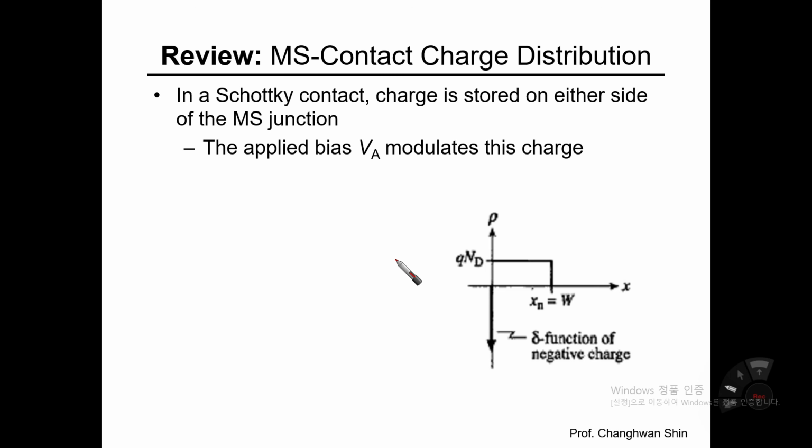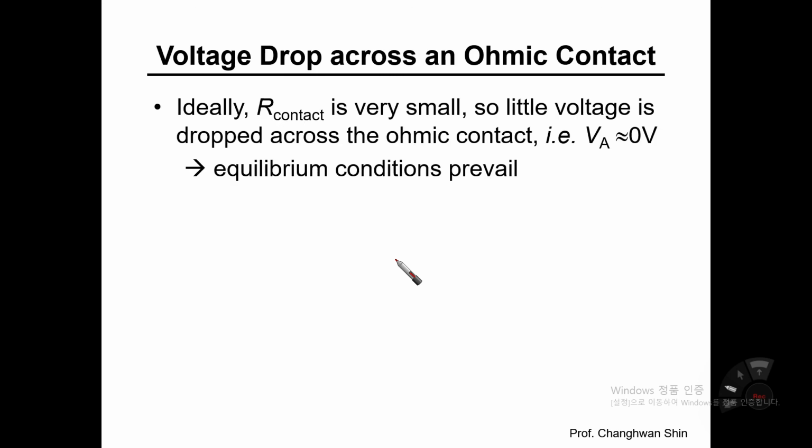Okay, so before moving on to the AC part, I guess this is the last one regarding the DC characteristic of MS contact. As described in this lecture note, ideally, contact resistance is very small. That's true, not very high. So very little voltage is dropped across the ohmic contact. In that sense, applied voltage is almost zero. So equilibrium conditions prevail across the ohmic contact.